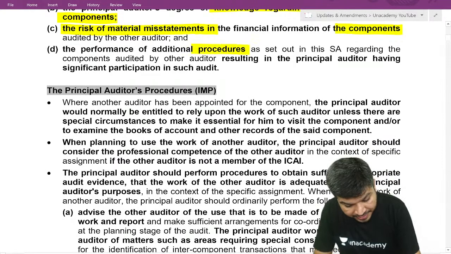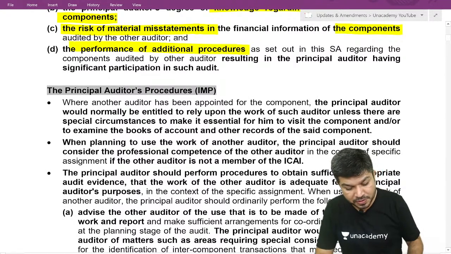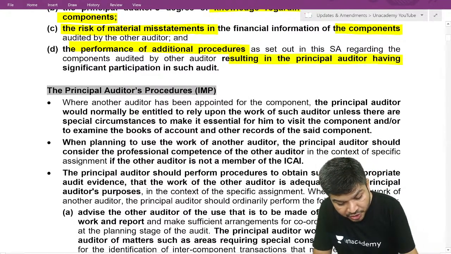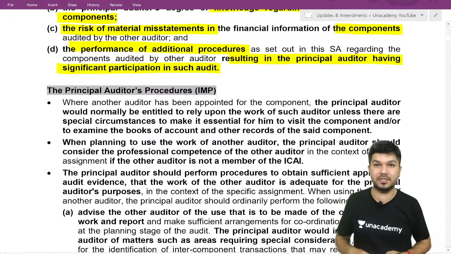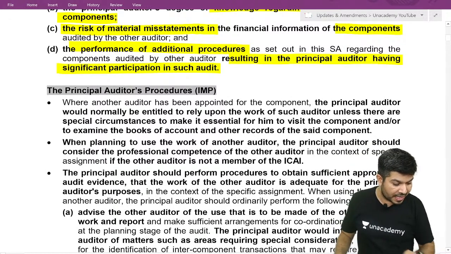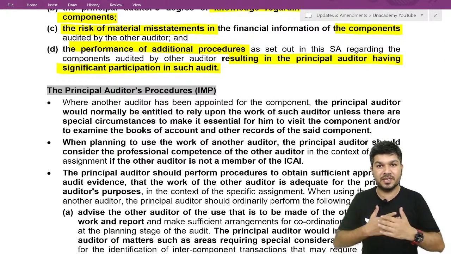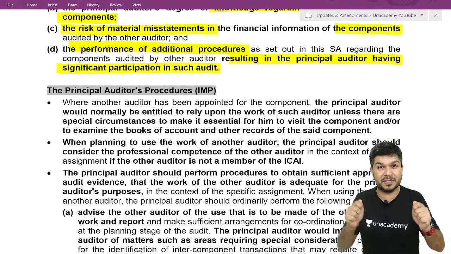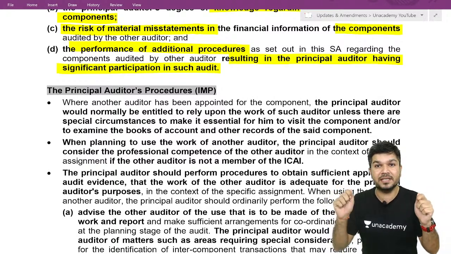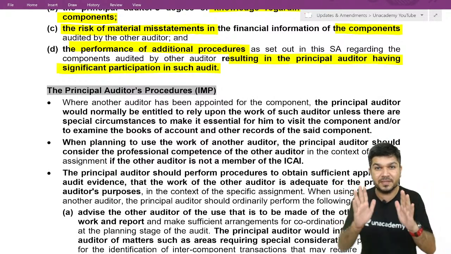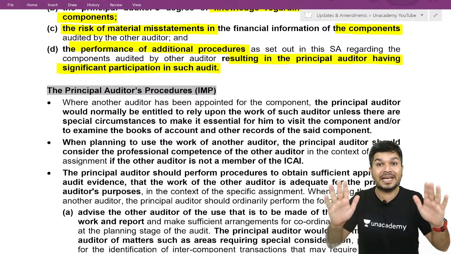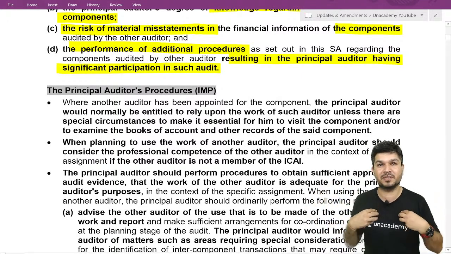And additional procedures which I can do to ensure I am sufficiently involved in the audit. Imagine if they want to appoint me as a principal auditor, should I directly say yes? No. There are certain factors we'll consider before accepting appointment as a principal auditor.